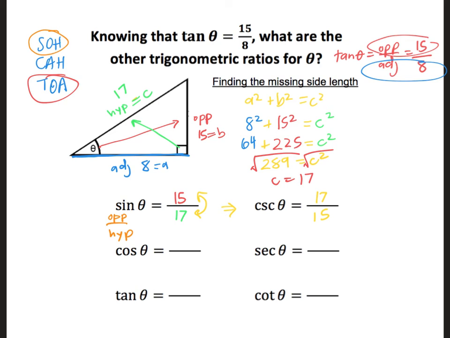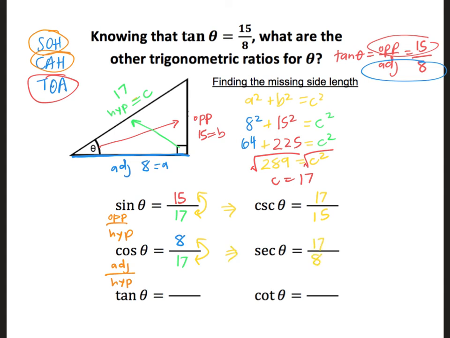And then for cosine, we have CAH. The A stands for adjacent, the H stands for hypotenuse. My adjacent side is 8. My hypotenuse is 17. Again, we can flip that to come up with secant. And secant would be 17 over 8.